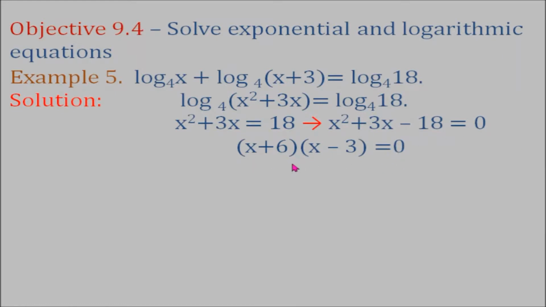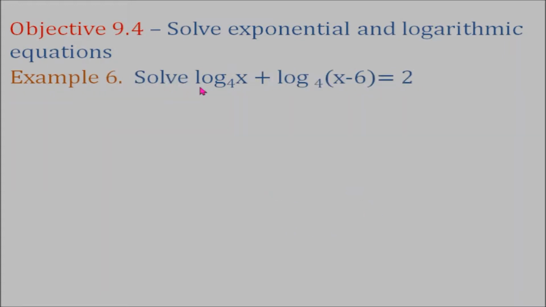And equating both factors to 0, we have x plus 6 equals 0 and x minus 3 equals 0. Solving for x on our first equation, we have x equals negative 6. And solving for x on our second equation, x equals 3. We know that x here should be greater than 0. So this means our answer is just x equals 3.